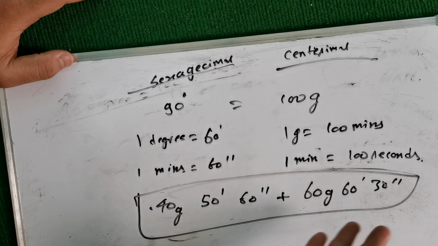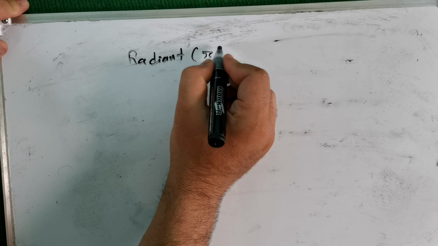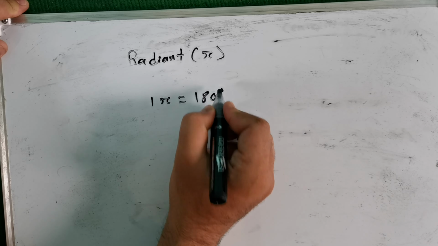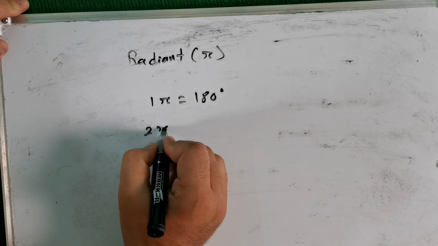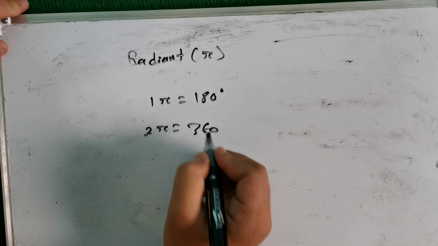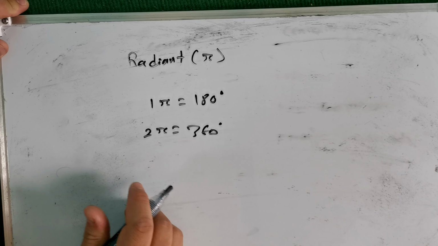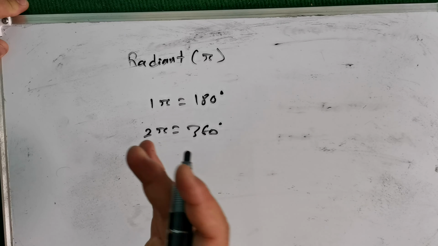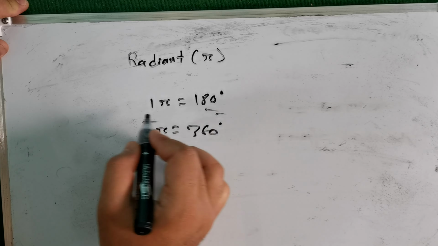So let's talk about radian. Radian is simply known as pi. 1 pi is equal to 180 degrees, 2 pi is equal to 360 degrees. You will be asked to convert pi to degree or degree to pi.